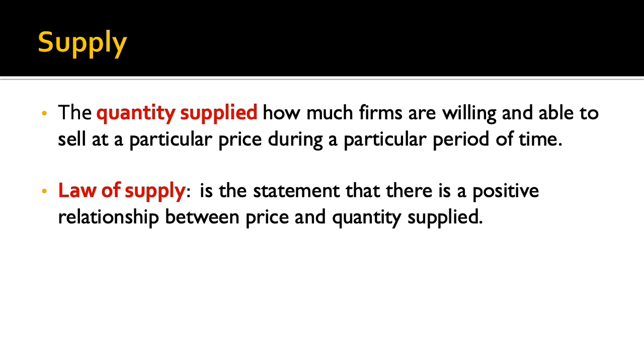Okay, moving on to supply. The quantity supplied is how much firms are willing and able to sell at a particular price during a particular period of time. Now, sellers are not like buyers. Sellers respond more to higher prices. So when prices go up, sellers want to provide you with more goods. So the law of supply states that there is a positive relationship between price and quantity supplied. So when prices go up, it increases the quantity supplied.